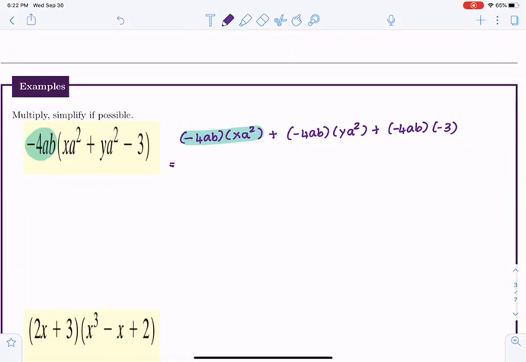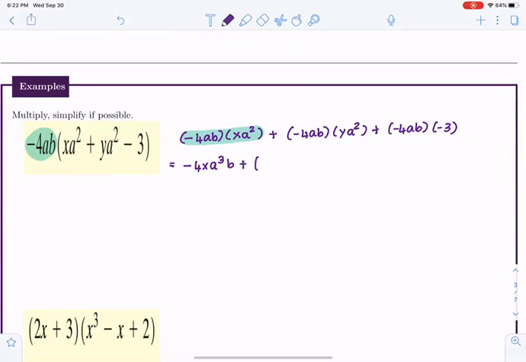So I could write it as negative 4x. There is an a and a squared. If I multiply, I would get a cubed. There is a b in negative 4ab, and there is no b in xa squared, so b times 1 is simply b.